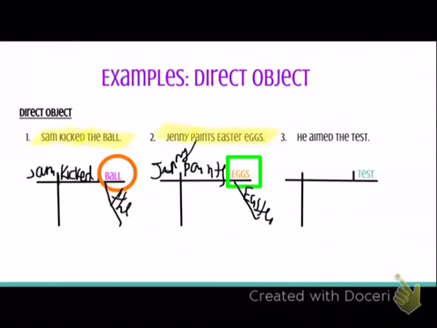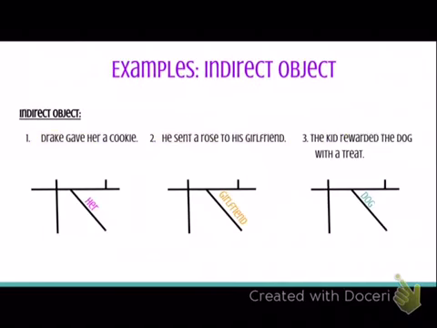Third, he aimed the test. What's the verb? Aimed. Who aimed? He. What was aimed? The test. So test is the main direct object. And then we create a line writing the, because it's an article describing the test.